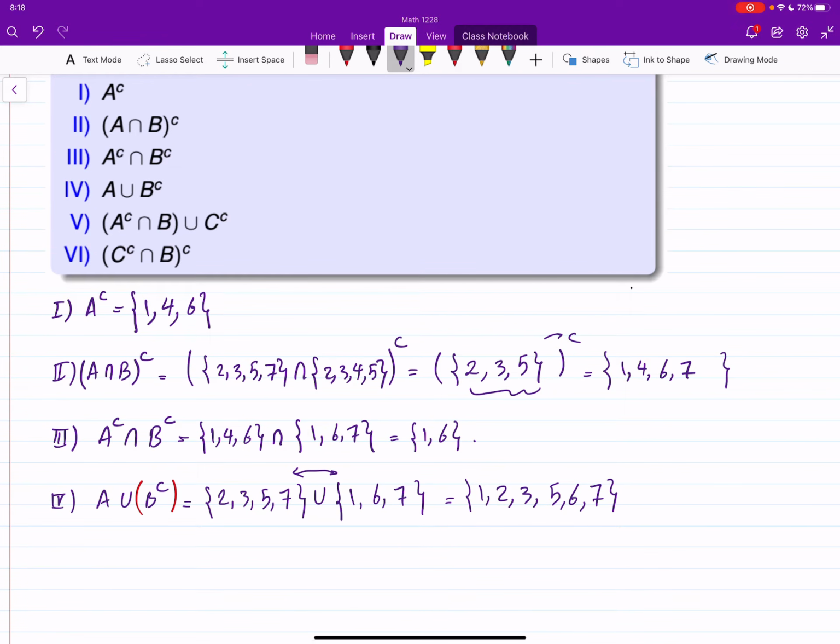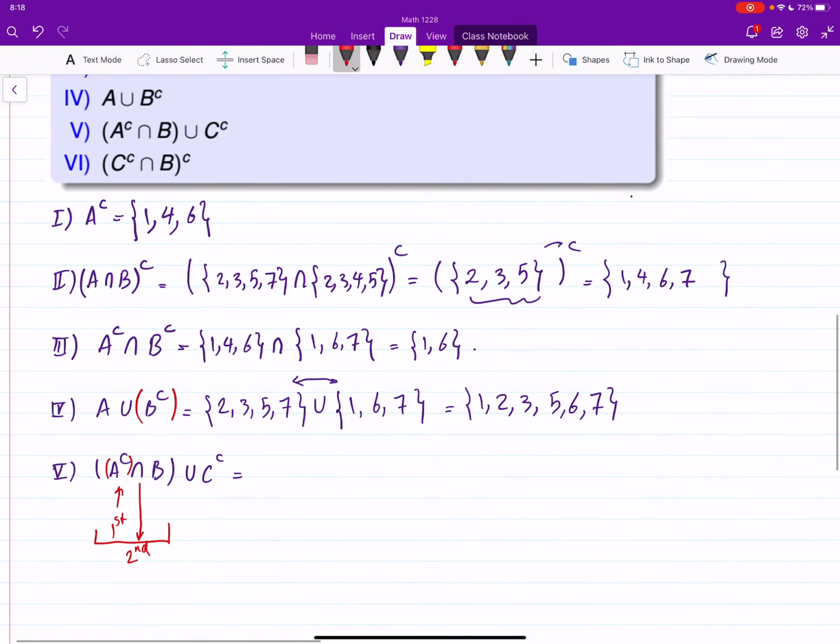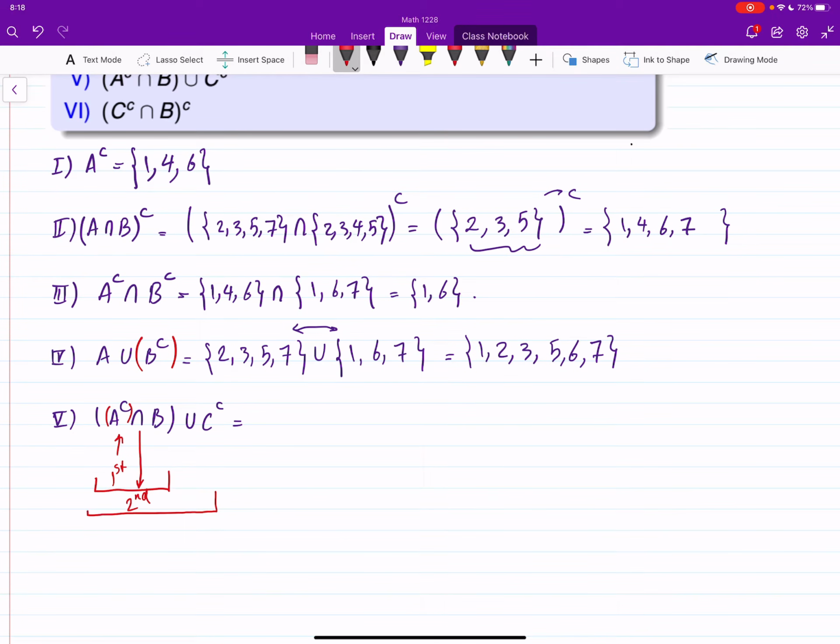How about this one? The fifth is A complement intersect B union C complement. So here again, you have to go one by one. This means first you have to do this. Then you have to take the intersection. This is the second one. Then when you're done with that, you go, actually you could have done this one at the first step as well. And then when you're done with that, you take the union of the whole two sets.